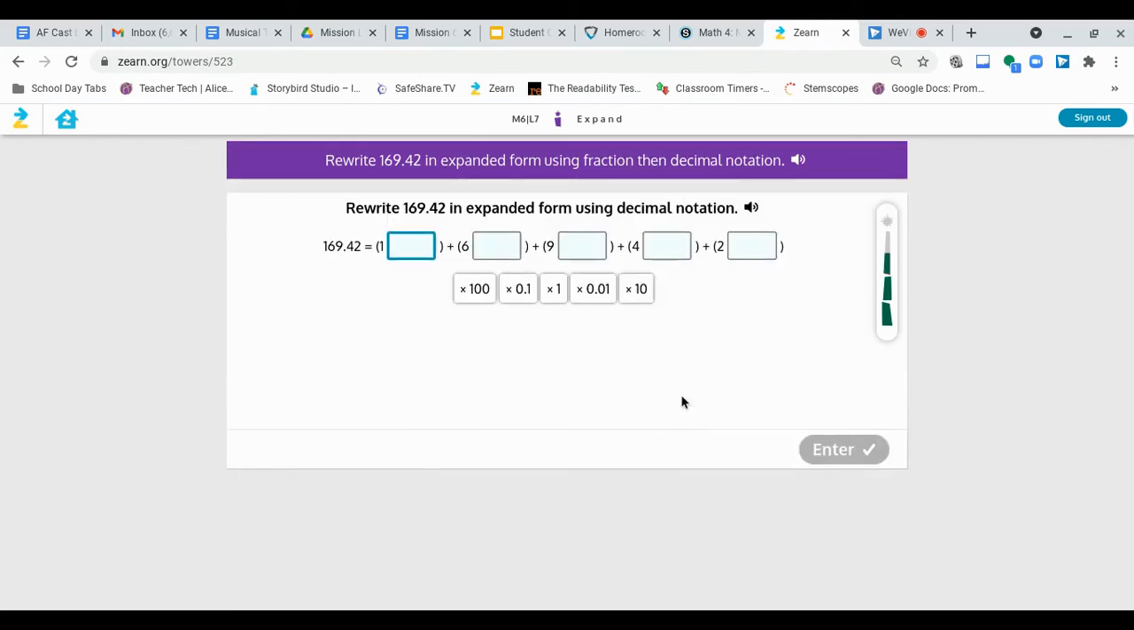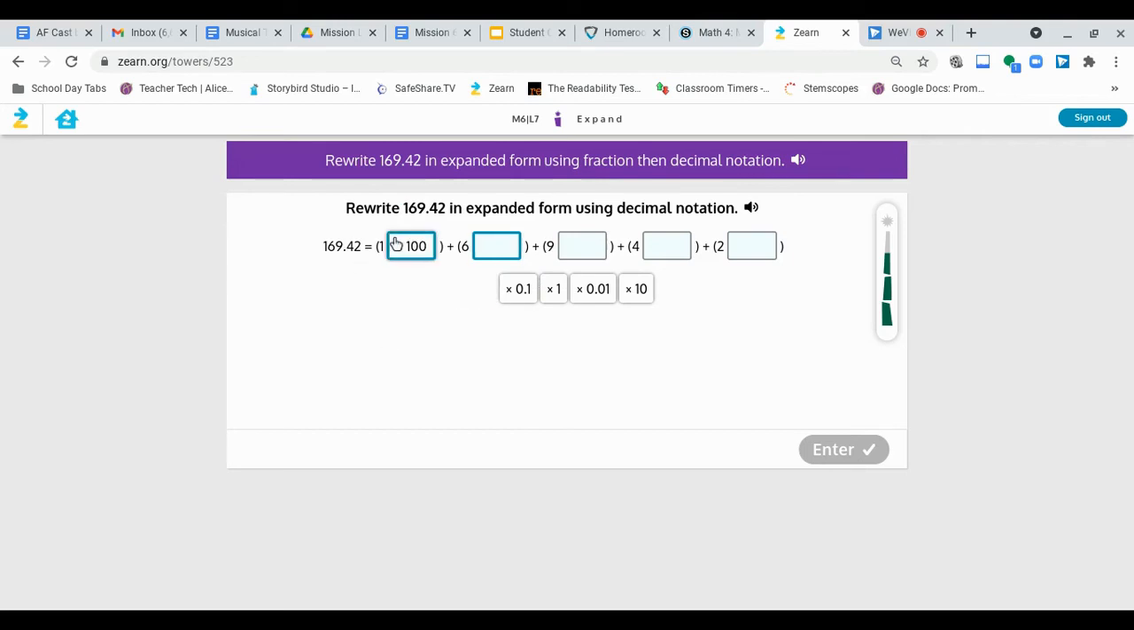All right. Now we're going to do something not quite the same thing, but similar. We're going to rewrite 169 and 42 hundredths in expanded form using decimal notation. So now we're using decimals. And now they gave us the first part, and we just have to put the proper place value. So the number is still 169 and 42 hundredths. So let's start here. That 1 is in the hundreds spot, correct? So which one of these is hundreds? Just regular hundreds. Well, it's this one right here.